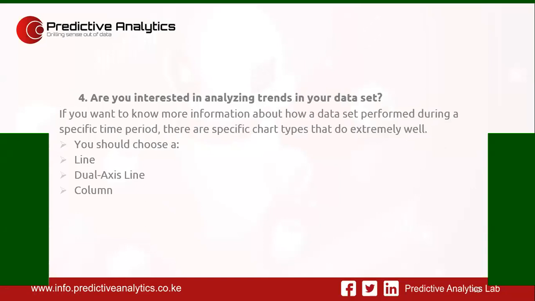Point number four, are you interested in analyzing trends in your data set? If you want to know more information about how a data set performed during a specific period of time, there are specific chart types that do extremely well. You could use a line chart, or a dual axis line. A dual axis line is a line chart that has an axis on the left and on the right side. And then you can also use a column chart. Use those kinds of charts when you're interested in analyzing trends in your data set.